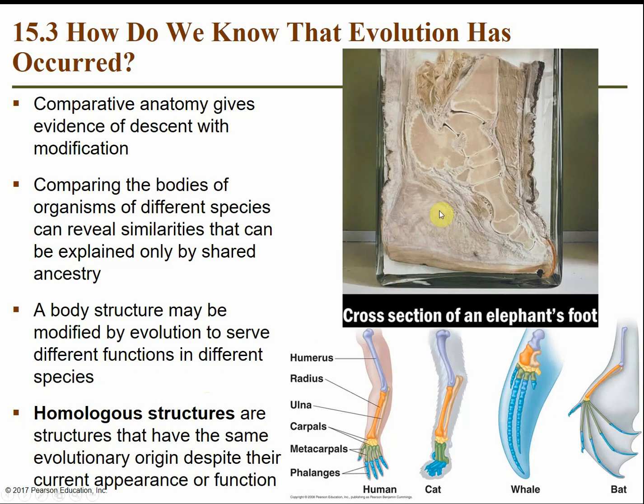So a few examples, looking at the cross-section of an elephant's foot. Just looking at it from the outside, you might not really think it was similar to a human's foot, but when we look at the actual bone structure, it is very similar to a human's foot. We have the same shape of bones, the same number of bones, the same arrangement of bones, but their foot has just been modified through evolution to suit the purpose of supporting their massive weight.